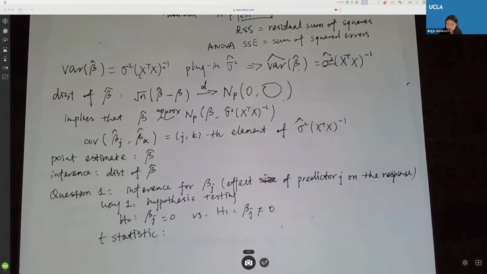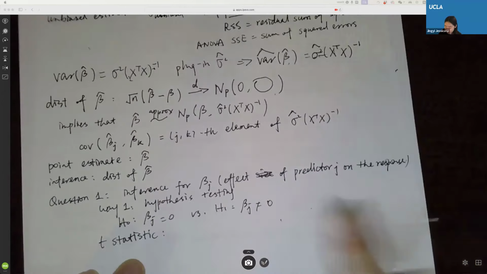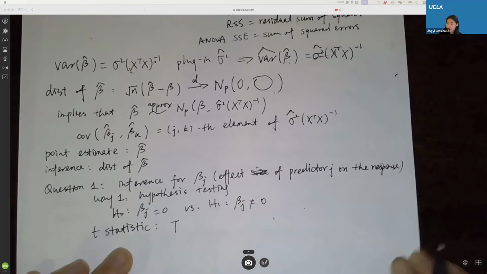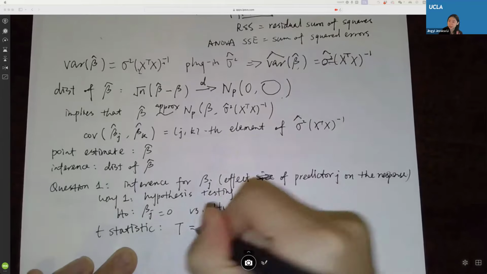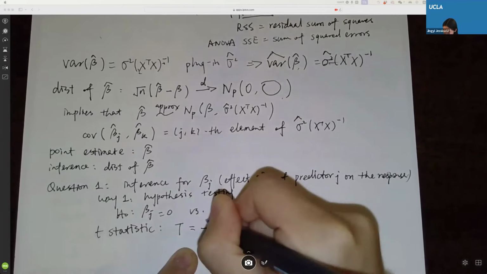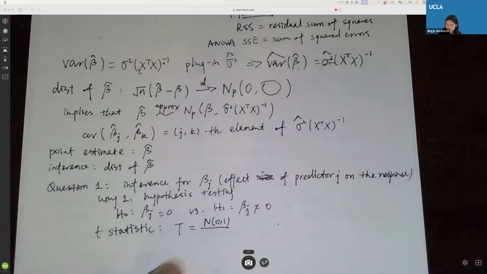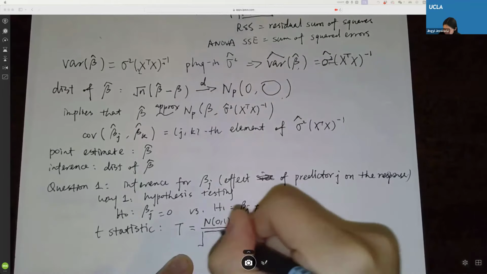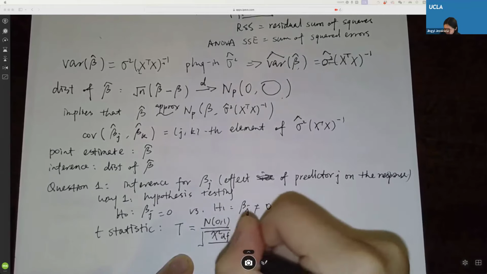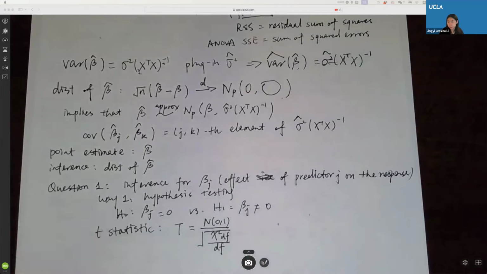Okay, so for the t statistic on a high level, like I said, it can be considered as a standard normal random variable divided by a chi-square random variable with degrees of freedom df, divided by df, and then take the square root.